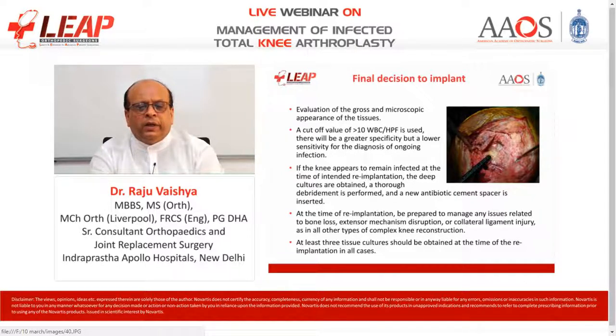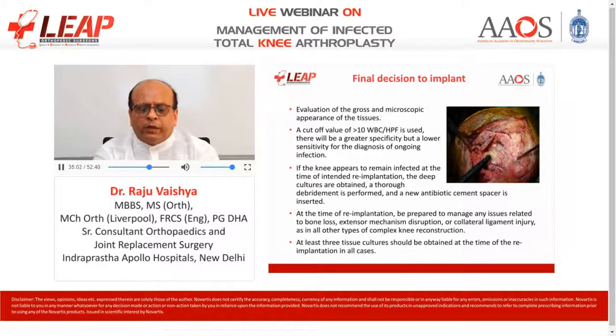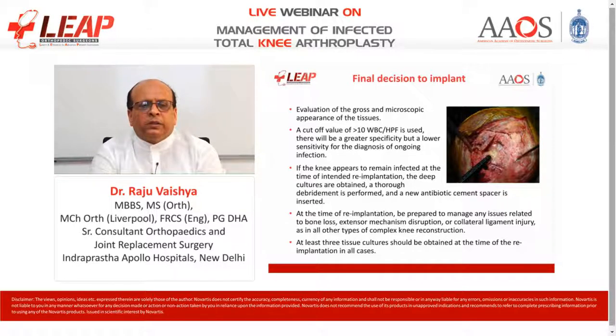At least 3 tissue cultures should be obtained at the time of reimplantation in all cases, so that in case you have residual infection, you can grow the microorganism and can then give antibiotics accordingly.